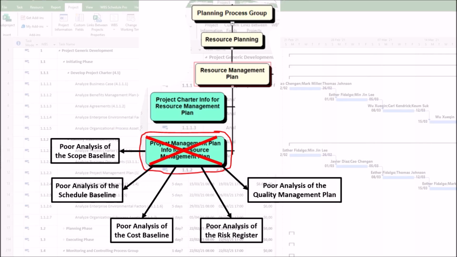Second, missing roles. You may fail to include critical quality-focused roles, such as a quality assurance engineer, inspector, or auditor, as required by the quality plan.